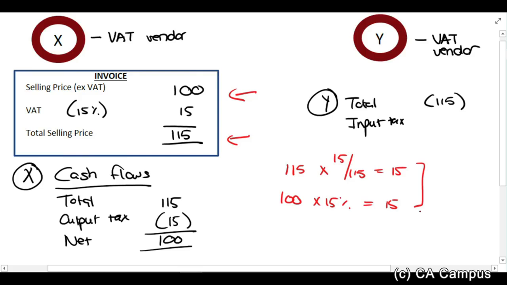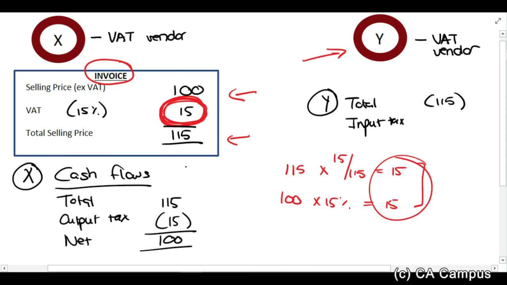Now, what I want you to understand is, in reality, that is not how you calculate the input tax. The input tax is not performed through a calculation like this. In reality, and this is what a lot of people miss, this VAT vendor Y must have an invoice, a VAT invoice that they receive from someone. That's a requirement to claim input tax. And the VAT that they can claim is the VAT that is on this invoice, which is that 15 rands.